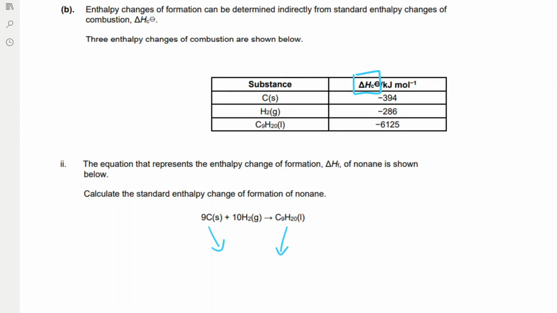And on this first arrow on the left, because we have 9 carbon atoms in the equation, we need to multiply minus 394, which is the enthalpy change of combustion of carbon, by 9. And we need to multiply minus 286 by 10, because we have 10 moles of hydrogen. And we need to add these values to give us our enthalpy change of combustion for this arrow, which gives us minus 6,406. For the second arrow on the right, we have 1 mole of nonane, and the enthalpy change of combustion of nonane is minus 6,125 kilojoules per mole. So we just need to write minus 6,125.